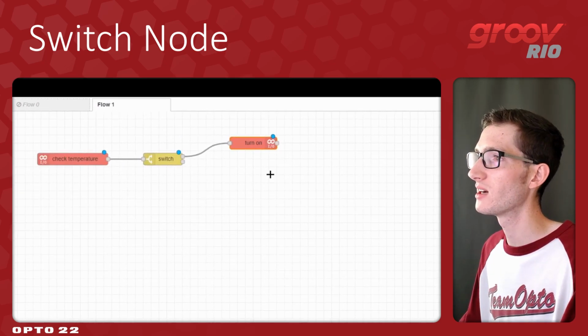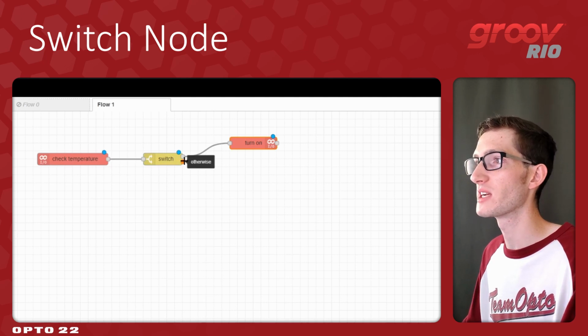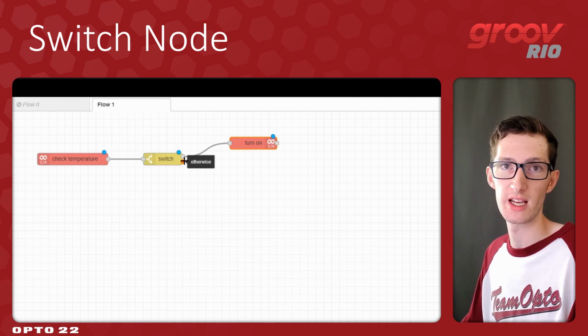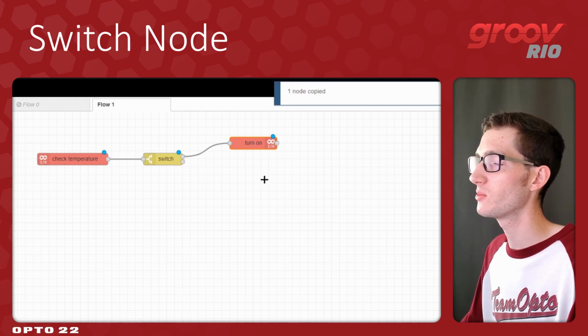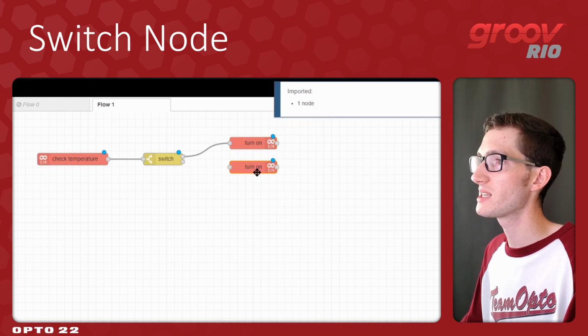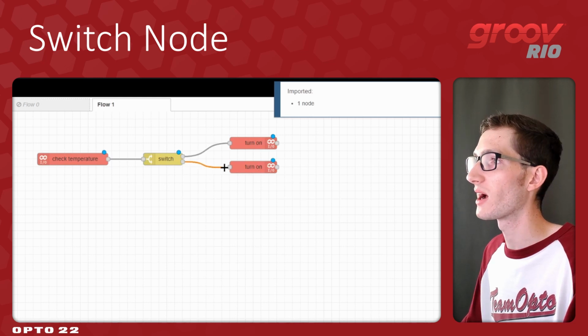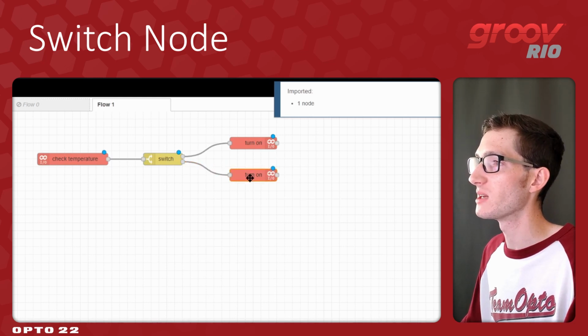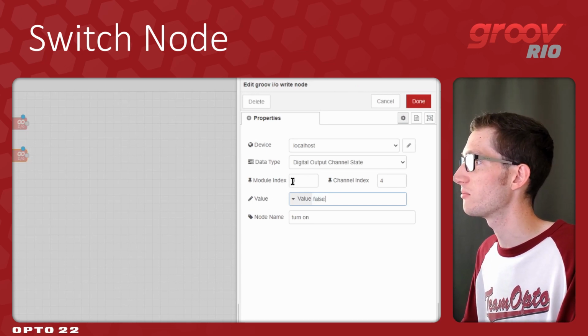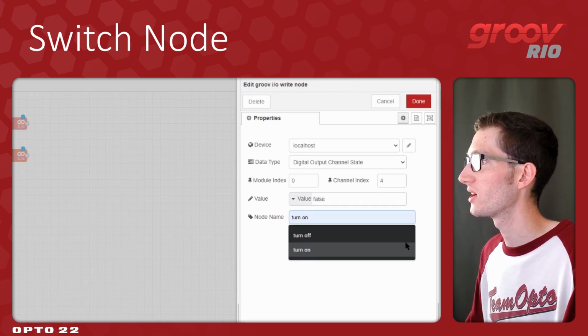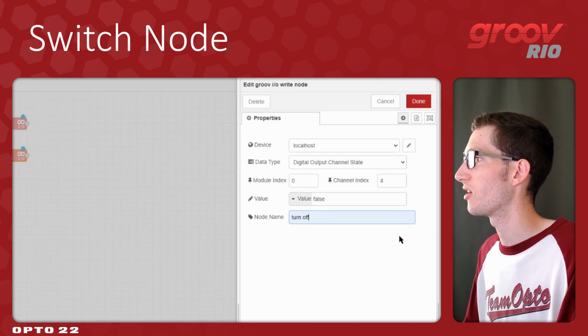So I'll hit done, but now I also need to make sure I turn it off when it's not greater than 85 degrees. To do that, I'll just make a copy of this I/O node with Control C, paste that with Control V, and wire that in. Now I just need to modify this copied node to send the value false to that same module 0, index 4, and we'll rename this to be turn off.